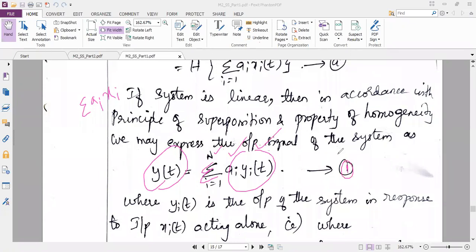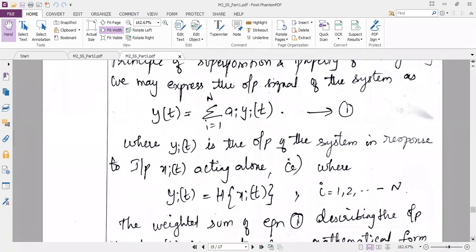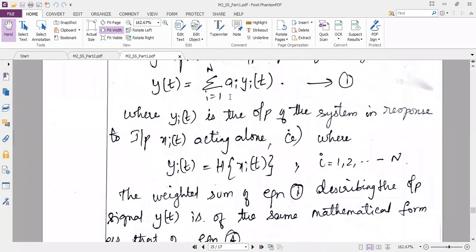So now my next equation is, I want what is yi of t individually. Y of t is one of the outputs. The total output is y of t. So how to write my individual output yi of t? My individual output yi of t is nothing but h of xi of t.